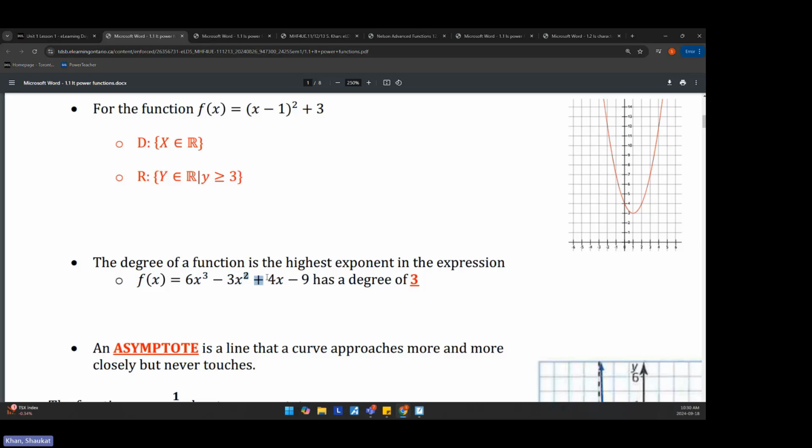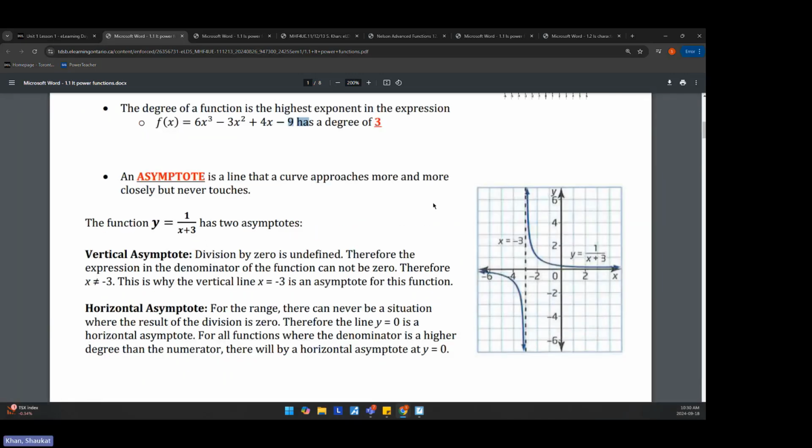You don't have to add or subtract or do anything. You just look for the highest number. That's it. An asymptote, hopefully you remember this from grade 11 as well. An asymptote is a point or a line that a curve approaches more and more closely, but never touches. So this function or this curve is approaching the dotted line, but it is never actually going to touch that dotted line. And this function does not exist at that value.